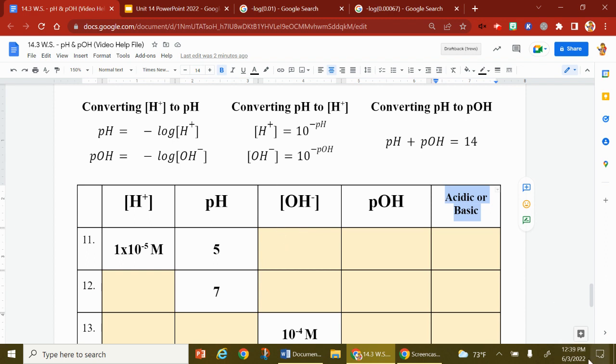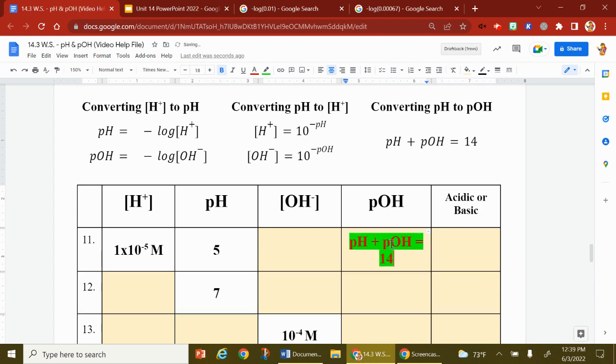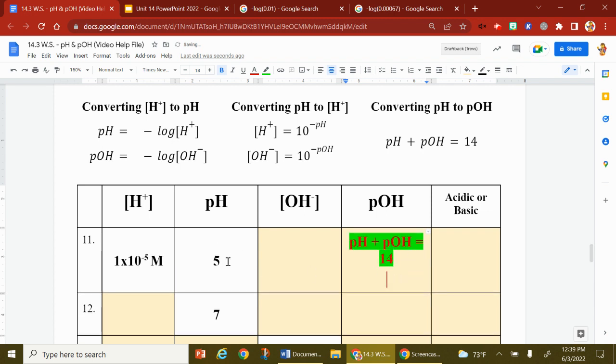I'm going to do the odd ones here, or as many as I can before the bell rings in 10 minutes. Let's go. So, let's say you have this information right here. You have that the solution has a pH of 5. What else can you figure out? Well, if you know the pH, you can figure out the pOH, because pH plus pOH equals 14. So if you know the pH is 5, the pOH has to be what? 5 plus what equals 14? The answer is 9. So we know that the pOH is 9.